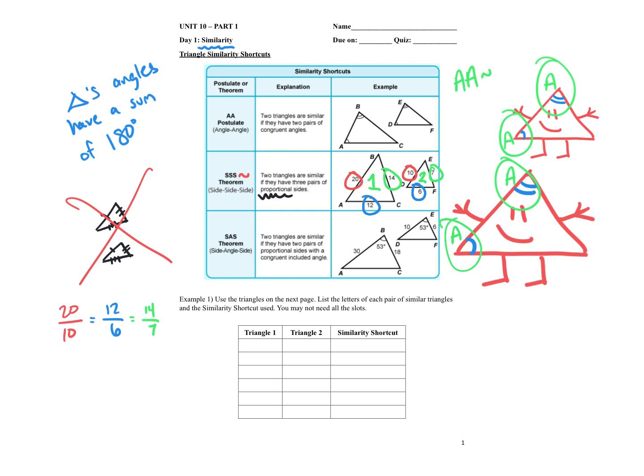And then I just found the matching sides. The 20 matches with the 10. The 12 matches with the 6. The 14 matches with the 7. So that's how you can do that proportion.